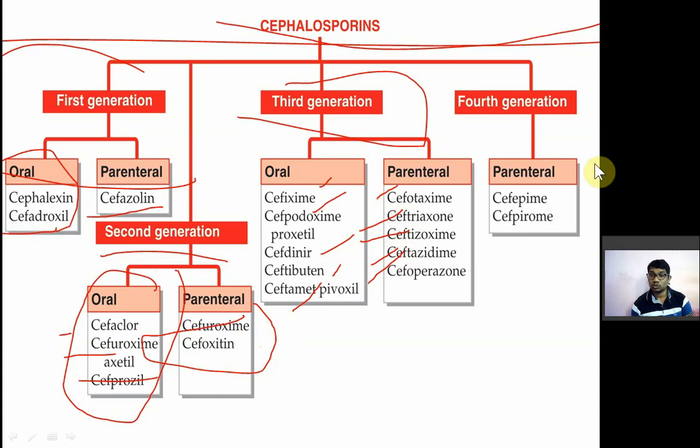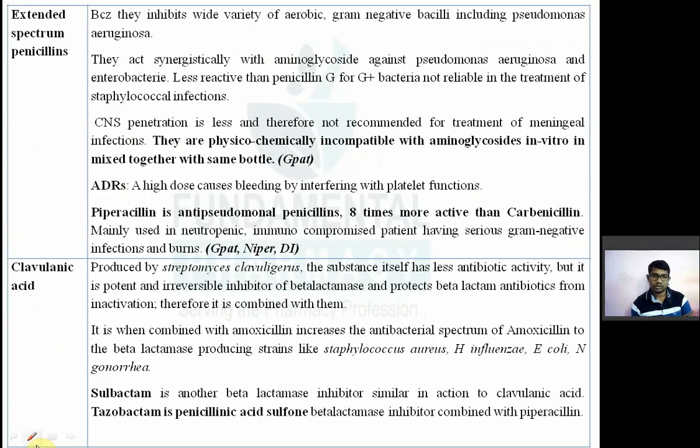These are the third generation parenteral. And fourth generation, there are only two examples in the fourth generation. They are given by parenteral route. They have already asked the question. Cefepime and cefpirome: pime and pirome. These are the fourth generation. There is a trick for the first generation, I will tell you later. So you have to remember this.